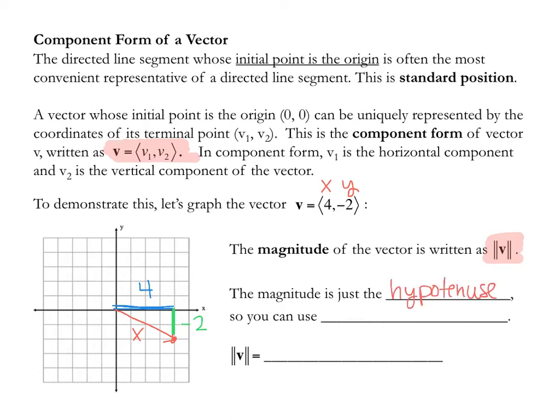So you can just use a squared plus b squared equals c squared. We can use the Pythagorean theorem to find it. So the formula for the magnitude here is going to be the square root of a squared plus b squared, where a and b are the two legs of the triangle. They're the two components, one being the horizontal component and one being the vertical component. Okay?